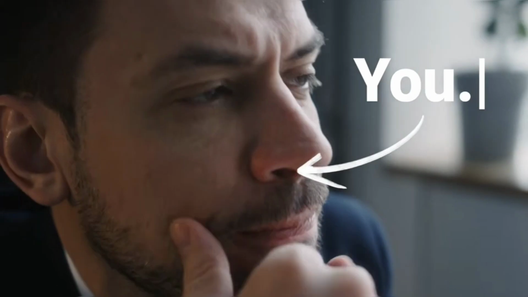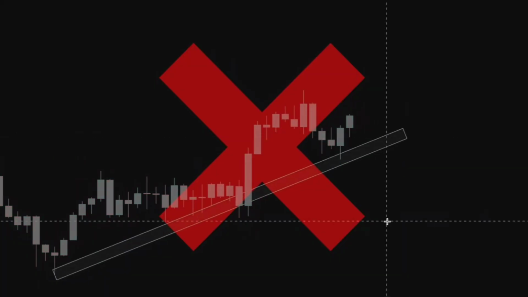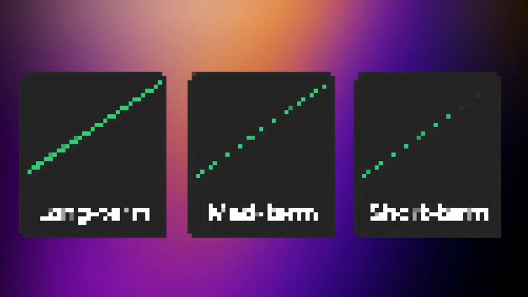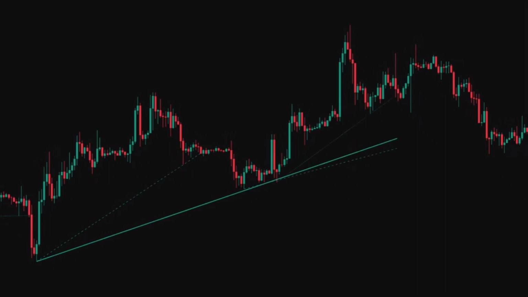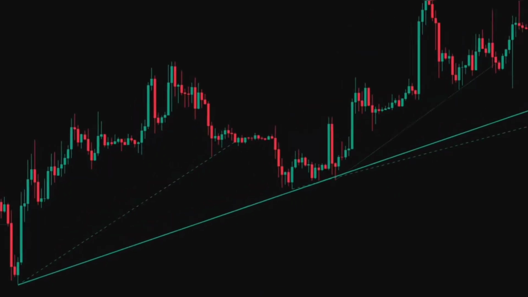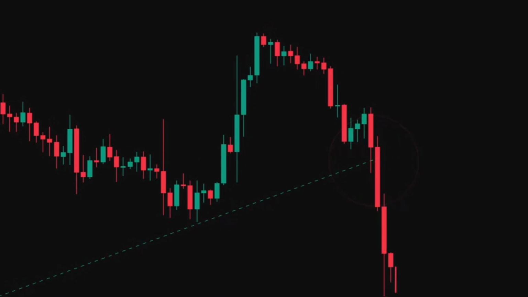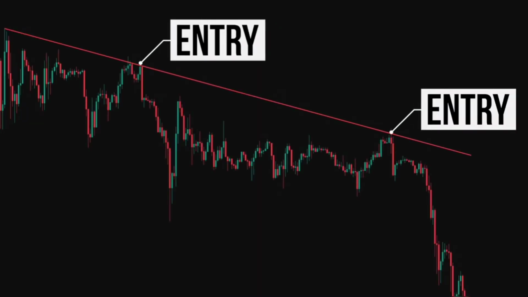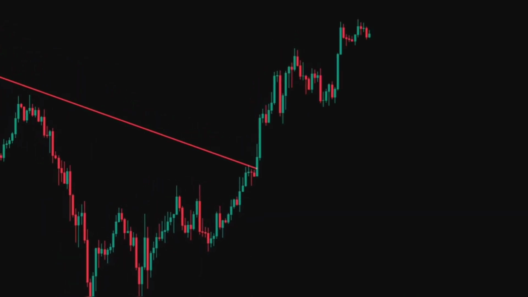Now, here's what most traders don't realize. It's not just about slapping one line on your chart and calling it a day. There are actually 3 types of trend lines you should be tracking: long-term, medium, and short-term. Each plays a different role in your analysis. And more importantly, each gives you a different type of signal when broken. Trend lines are often used to catch breakouts or retests, 2 of the most common entry strategies in trading. And depending on which type of trend line is breaking, the strength of that signal can vary dramatically.